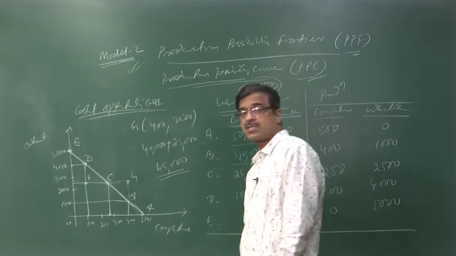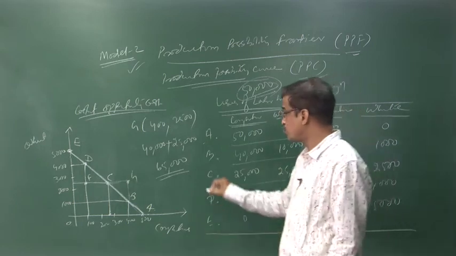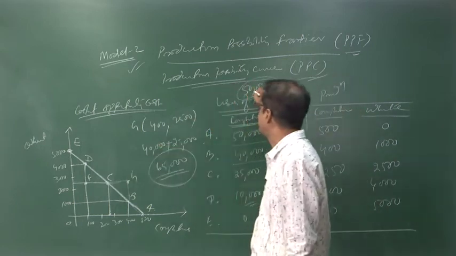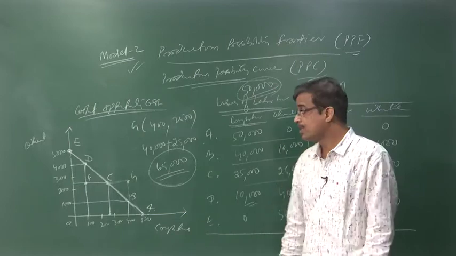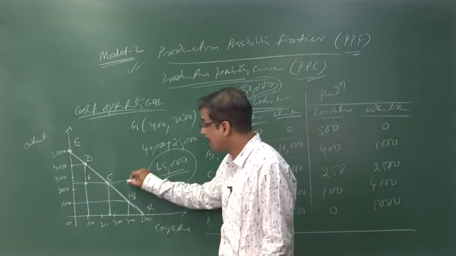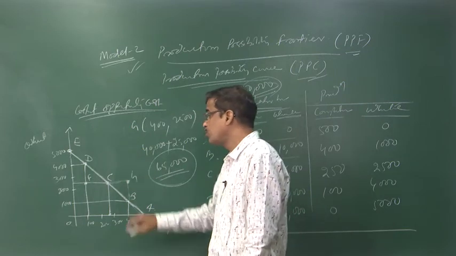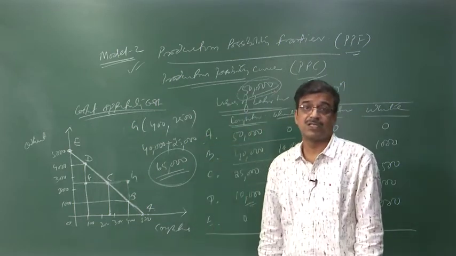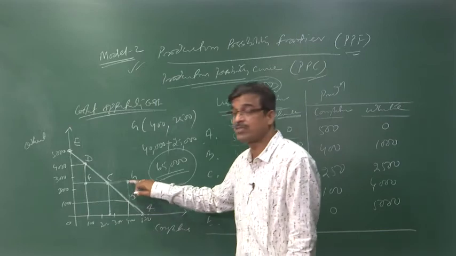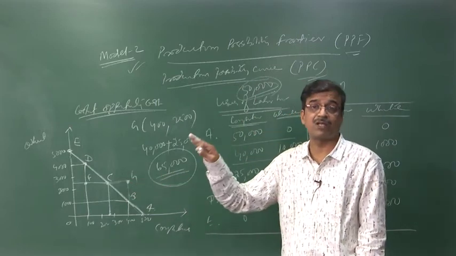It requires 65,000 labor hours, which is much more than what is available, 50,000 units of labor. That means if you are manufacturing outside the production possibility frontier, that reflects overutilization of resources. You can't manufacture at that point because you do not have that sort of resources.